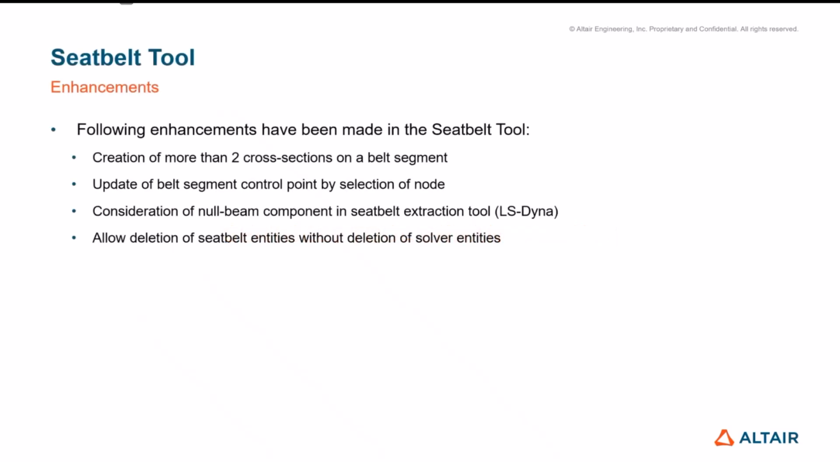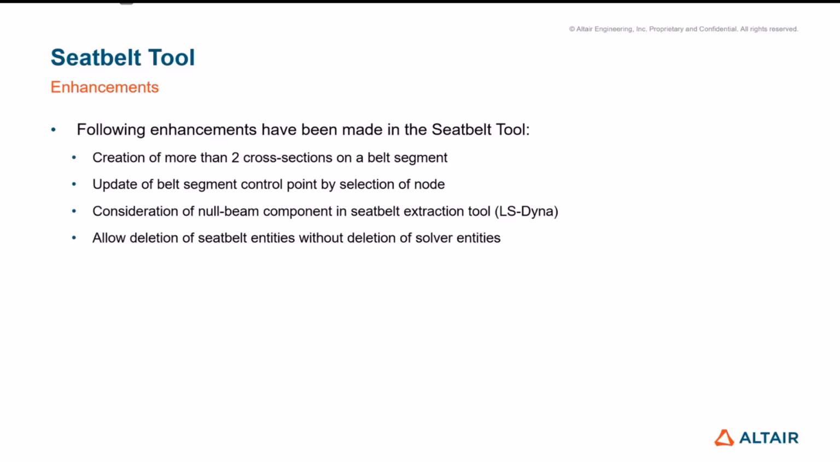For the Seatbelt tool, we are actually in the process of doing some important enhancement in this tool. So this is just the first set, I would say, of enhancements. Others are still ongoing. So these are the few points that we have achieved for the 24.1 release. So the first one is we allow now to create more than 2 cross sections on the seatbelt segments. We have updated the possibility to change the control point location by picking the nodes directly on the control points instead of redefining the complete seatbelt segment path, which is much easier now.